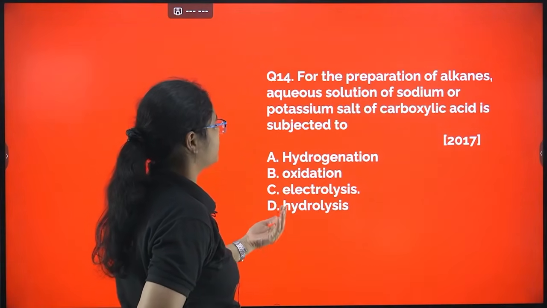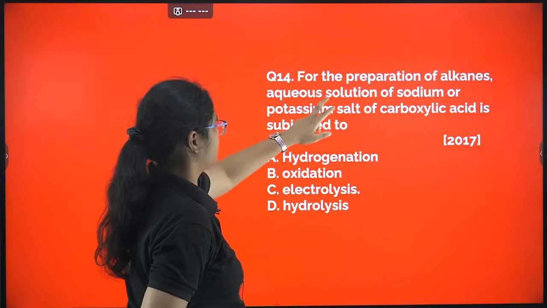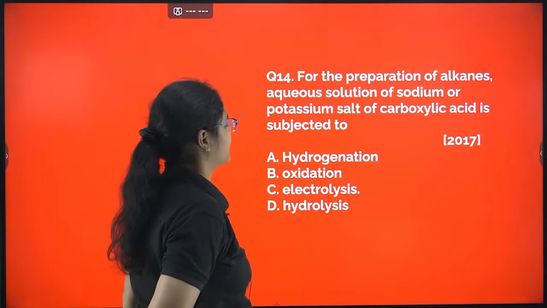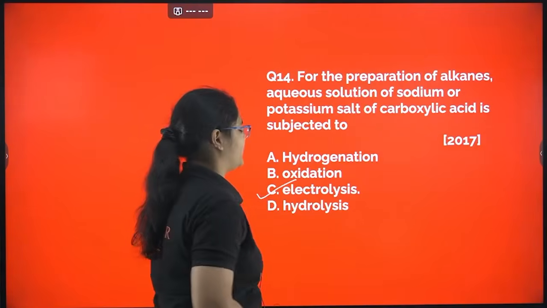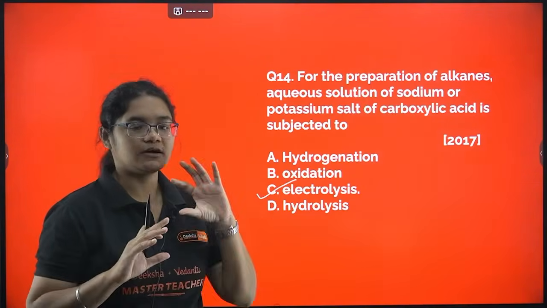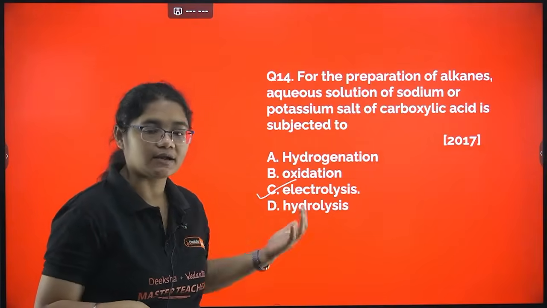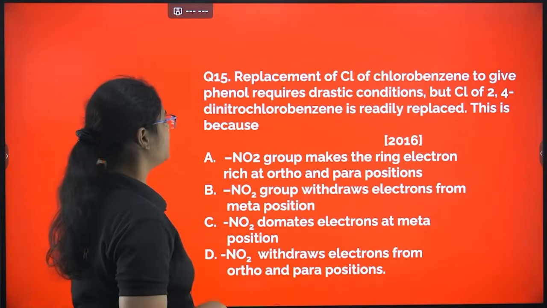Okay. Next, I have for the preparation of alkanes, the aqueous solution of sodium or potassium salt of carboxylic acid is subjected to electrolysis, and from that the negative ions move towards the anode, positive ions move towards the cathode, and they undergo oxidation and reduction, and we get the alkanes.